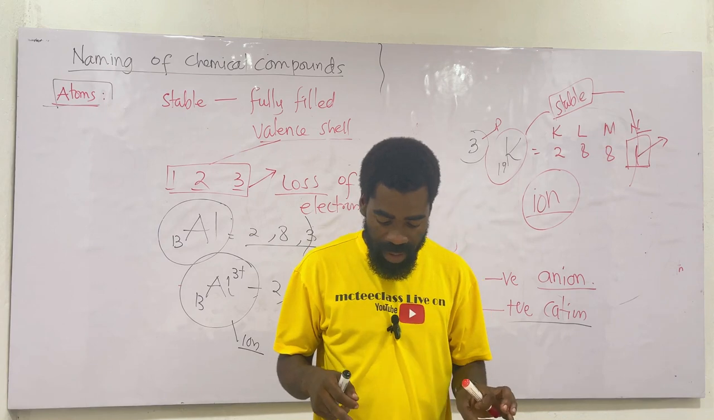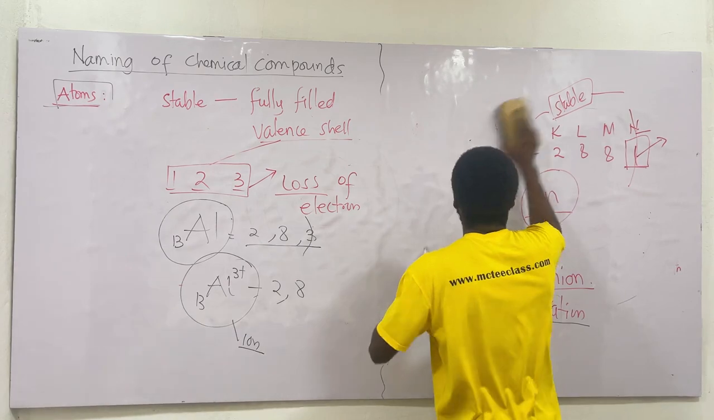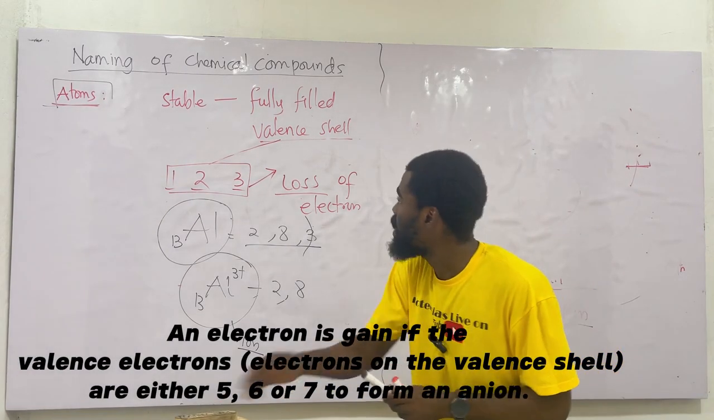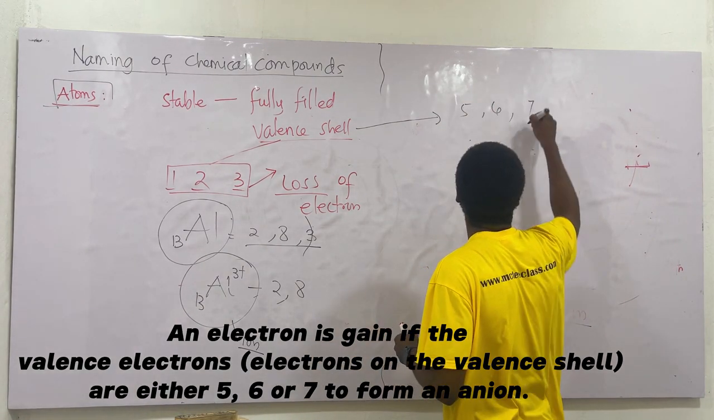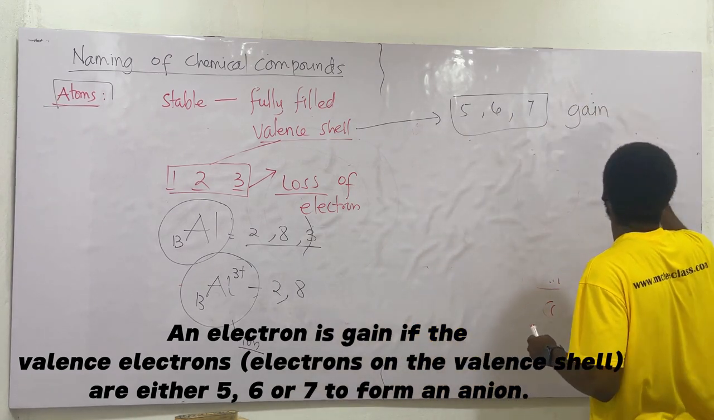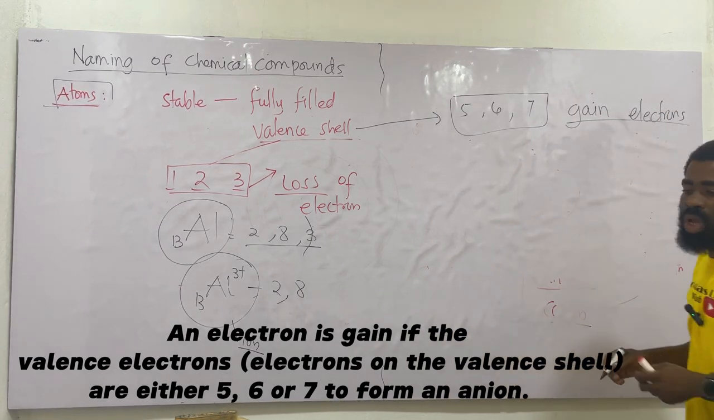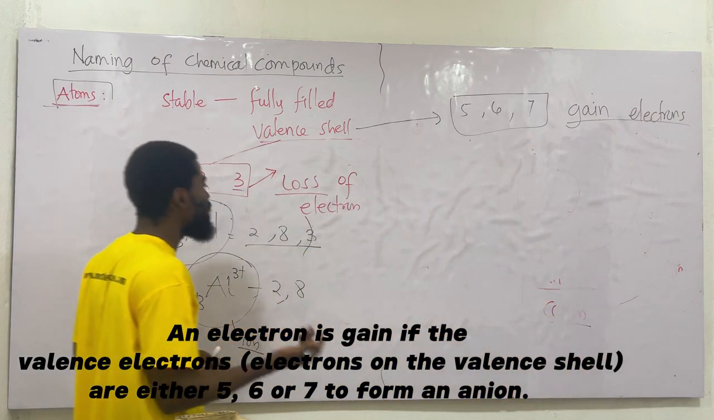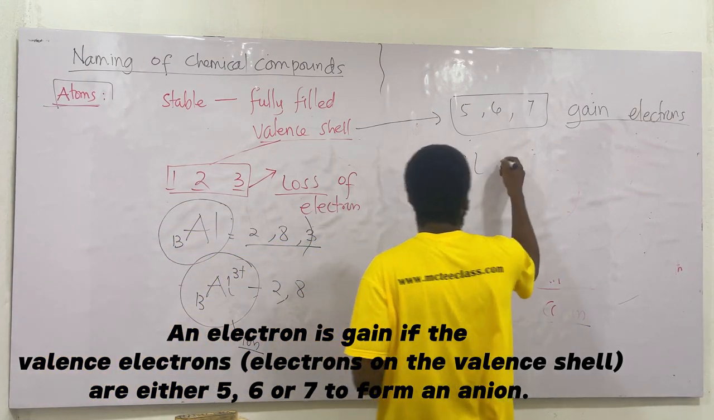Good. Very important. Then if your valence electron number is 5, 6, or 7, you receive. For that one you gain. If your valence electron is 5, 6, and 7, for these guys, they will gain electrons. Once they gain electrons, they become anions or negatively charged. Let's try Cl, chlorine, and that's number 17.